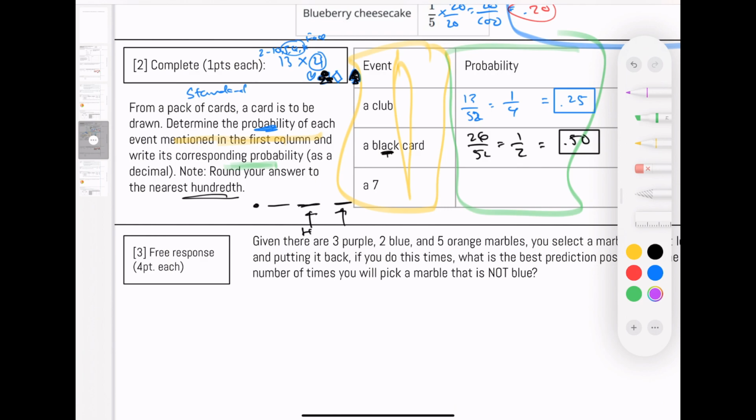And then let's pick a different color. A 7. There are 4 sevens, 1 heart, 1 spade, 1 diamond, 1 club, and this would be 1 out of 13. So if I put in 1 divided by 13 in my calculator, I get 0.0. I'll just show you what I have. And so I'm looking at this number, it's 5 or higher, so this number is going to round up, so 0.08 is my answer.